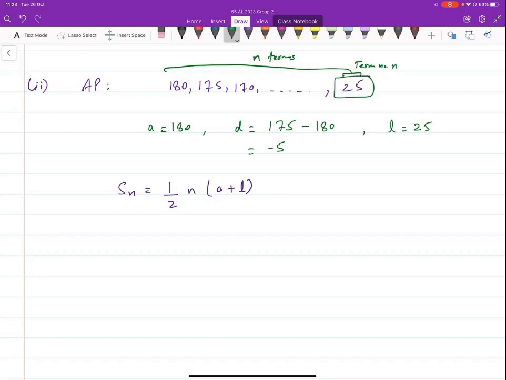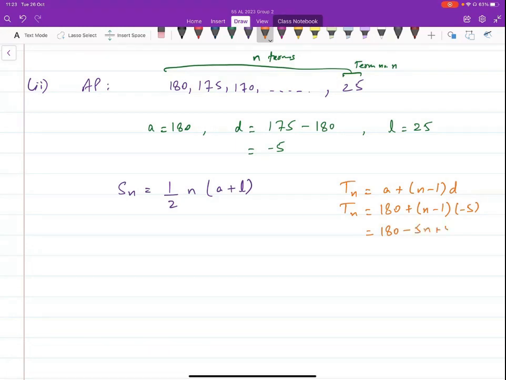Its value is 25. So which term number is this? We have the term formula for that. So we know that Tn is equal to a plus n minus 1 times the difference. So the nth term of this sequence is Tn equals a, which is 180, plus n minus 1 times the difference. The difference is minus 5. That gives us 180 minus 5n plus 5, and that is 185 minus 5n. The nth term of this sequence is given by this.